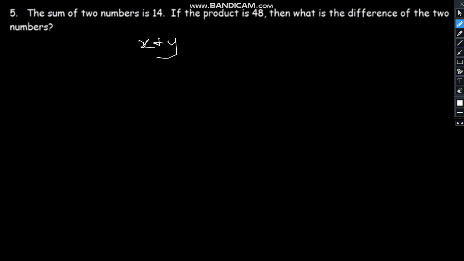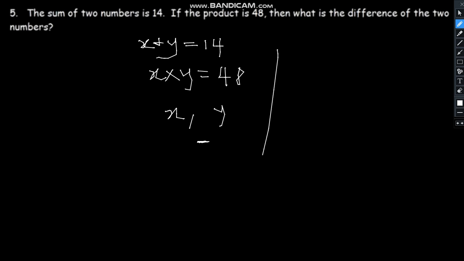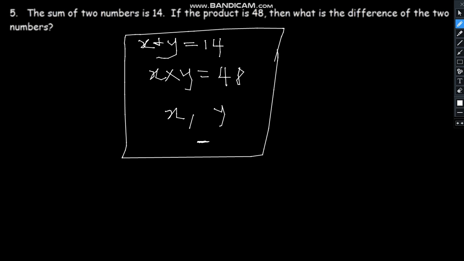If the product, that is multiplication, right? So x times y is 48. Then the difference of the two numbers. You need to find x and then find y, then you subtract, because the question states to find the difference between them. Okay, so let's move on to the next question.